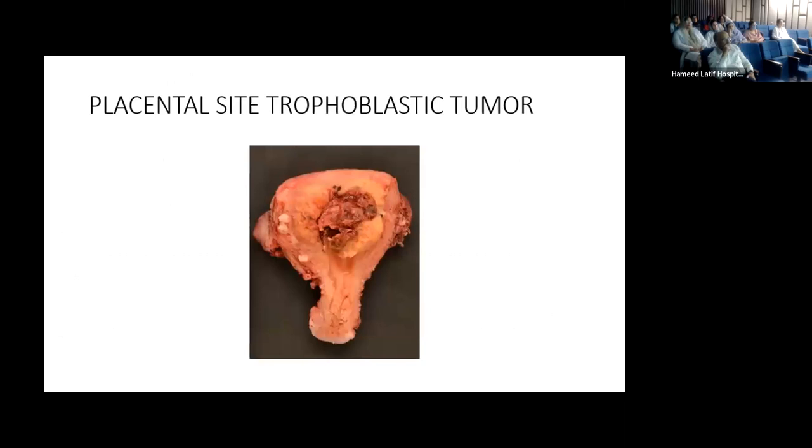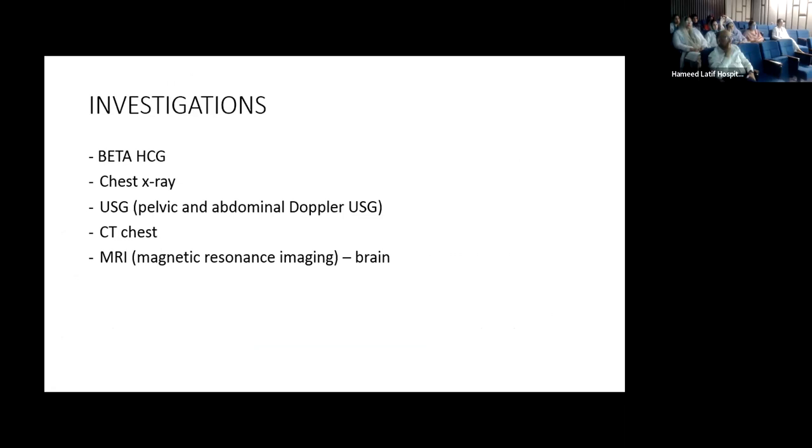So here it's more nodular, so instruction in the histopathology form. Comparatively, the other two show the sheath of Dr. Gassi. Investigations: beta HCG, chest X-ray, cannonball appearance on the X-ray, ultrasound pelvis for the metastasis.